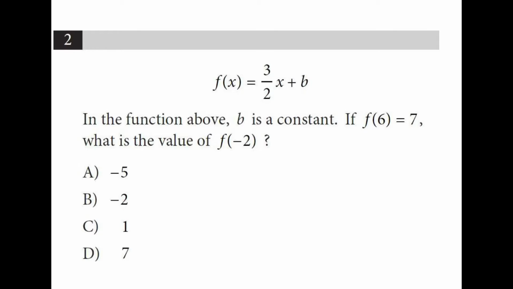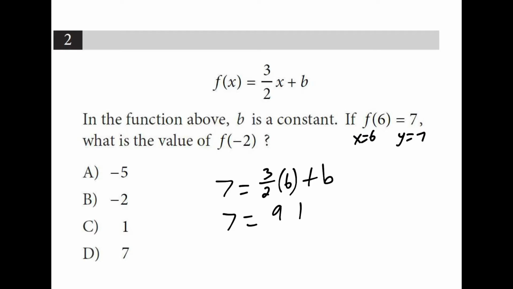This one is another if-then statement, so we start here with x is equal to 6, then y is equal to 7. We plug those in. 6's and b's are confusing, but regardless, we end up with 7 is equal to 9 plus b, so b has to be negative 2. Then we're going to plug in again.